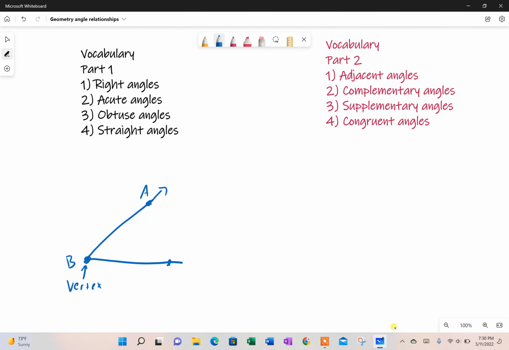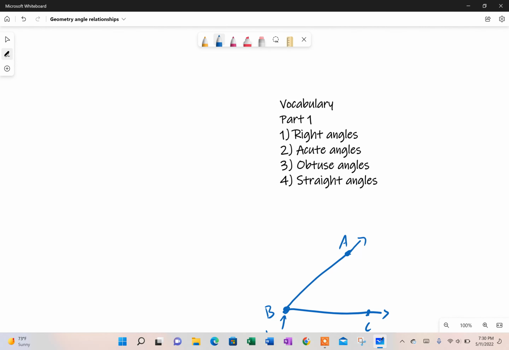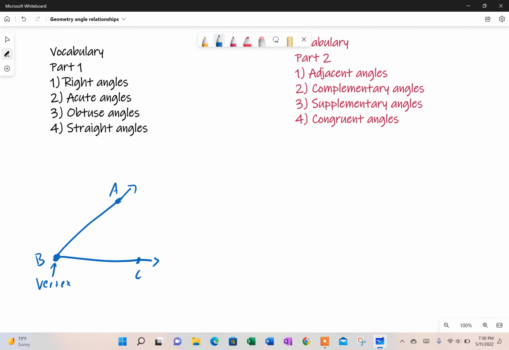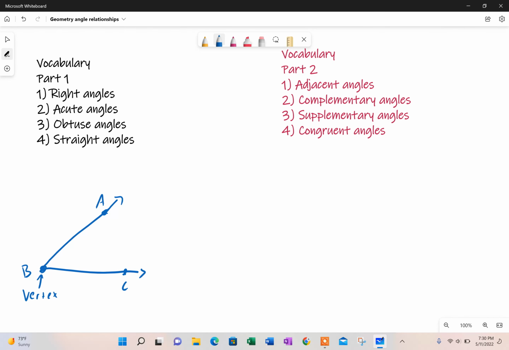And you can see this would be ray BA and ray BC. So this would be angle ABC. That's the little angle sign. So we have different types of angles.